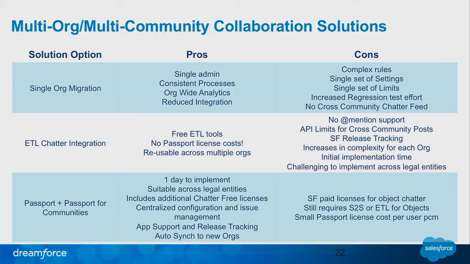Now, the downside is if you want to collaborate on objects, so if you want to collaborate on a case or an opportunity, then you need the appropriate Salesforce license for your Ghost users. So you need your extra Sales or Service Cloud licenses, depending which objects you want to collaborate on. If it's not about objects, then it's fine with Chatter Free. If you're talking about accounts, you're probably talking about Chatter Plus licenses. Also, Passport doesn't move your non-Chatter data. So you still need to use Salesforce to Salesforce or ETL for your object data. And there is a very small Passport license cost from us per user per month if you do want to use Passport.